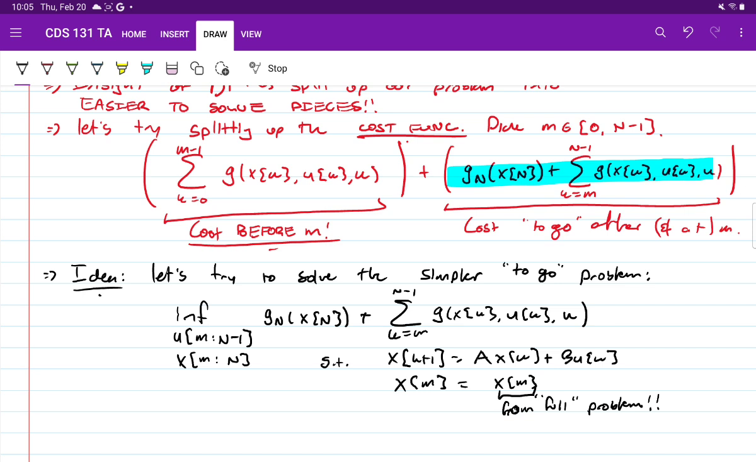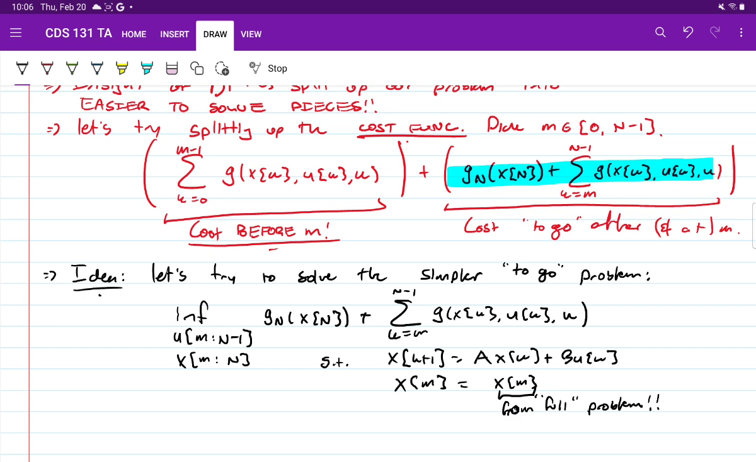So the basic idea is, instead of solving this huge optimal control problem all at once, we can solve this simpler to-go problem, which starts at step m, and maybe using these solutions to these simpler to-go problems, which maybe we'll be able to find, we can piece together solutions to our original problem, okay? All right, so how are we actually going to get this done?